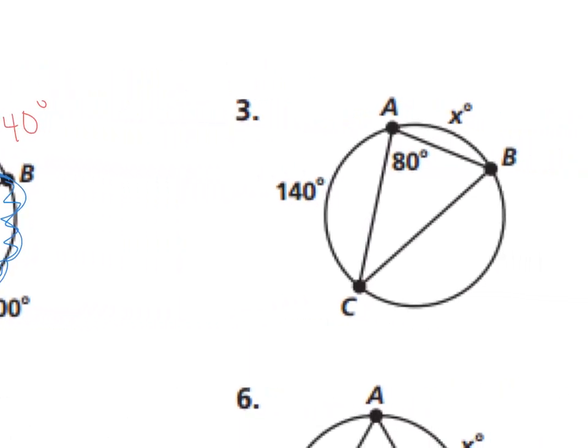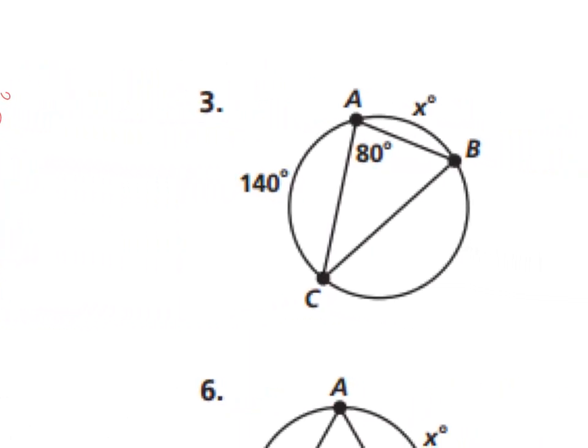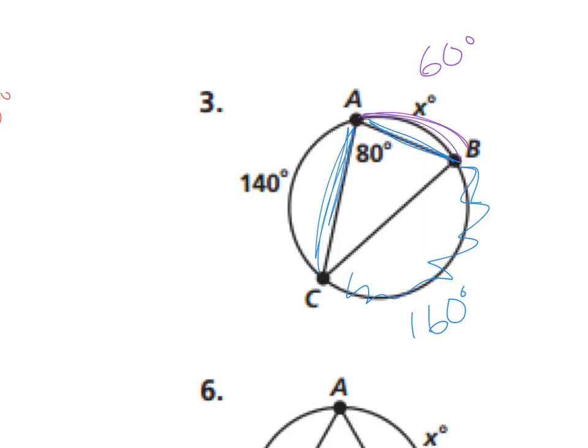Number 3, I'm going to use that if this is the inscribed angle, the intercepted arc is 160 degrees. And all the way around has to be 360. So this is 160 plus 140 is 300. Right here is going to be 60 degrees. So X is 60 degrees. It's the arc.